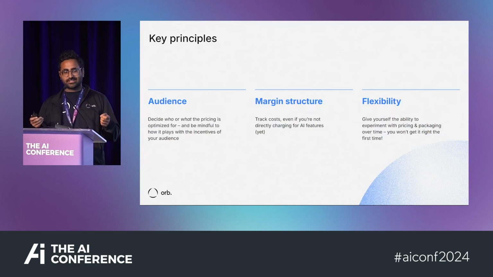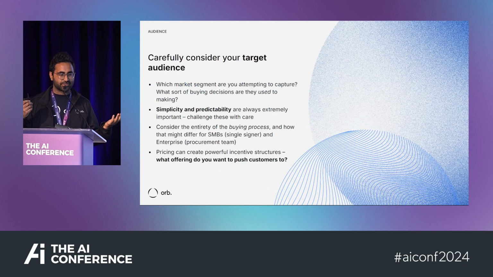The first is thinking about your audience. Ultimately, your pricing is for someone, just like your product is for someone, and ideally those two things match. Your margin structure, we are talking to a crowd of folks in AI, and I'm sure that costs and margins are very top of mind for a lot of people here. And then pricing flexibility. I think this is one of the things that most companies think about not enough or perhaps too late, and it's something, especially in a fast-moving landscape like AI, you need to start thinking about early. So let's start with the first.